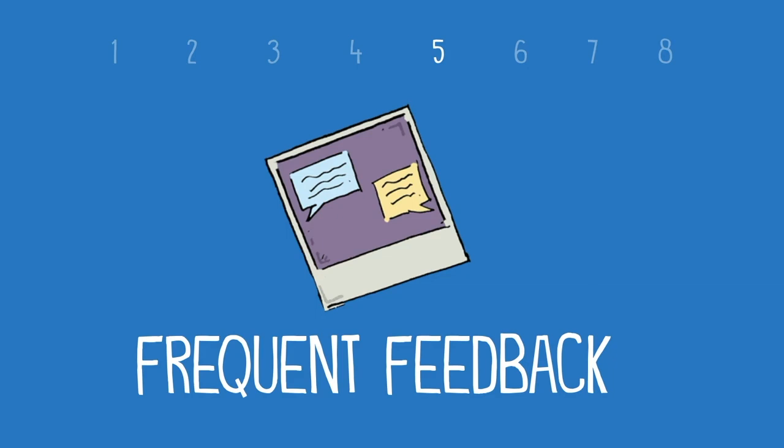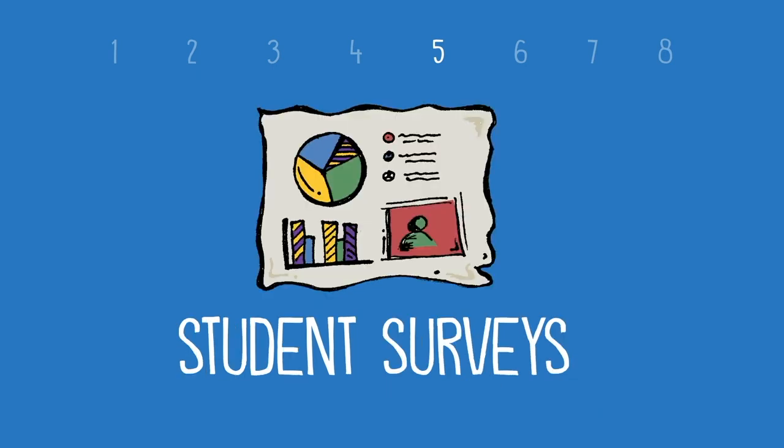Number 5 is the idea of soliciting frequent feedback. And one of the ways to do this is through student surveys. I usually do it two to three times a semester. I give students a survey on the course design. How organized is it? Is it making sense? How's the communication going? That kind of stuff. And it's really focused on the systems side of things.